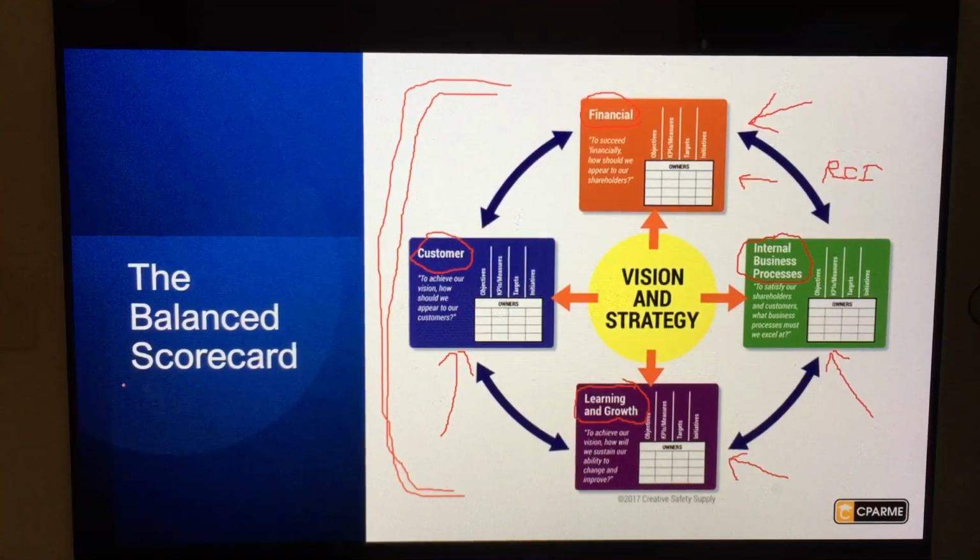You can add KPIs na hindi naman purely quantitative. Like sa learning and growth, ilan yung tao natin sa loob ng organization na certified? Diba? Ilan sa kanila yung continuously na nagsiseminar, continuously na nagpapa-certify, kumukuha ng ibang certifications. Ilan yung training programs natin sa loob ng organization? Diba? Pwede mo ilagay yan sa learning and growth.